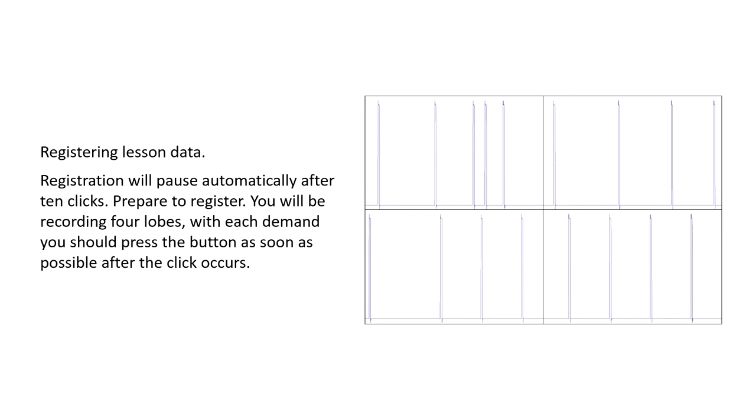Recording lesson data. Recording will pause automatically after 10 clicks. Prepare to record. You will be recording 4 segments. With each stimulus you should press the button as soon as possible after the click occurs. Segments 1 and 2 represent stimuli at pseudo-random intervals of up to 10 seconds. Segments 3 and 4 represent stimuli at set intervals, every 4 seconds.